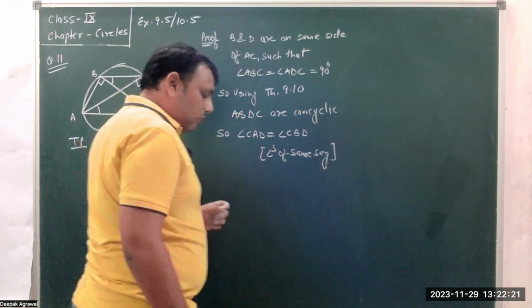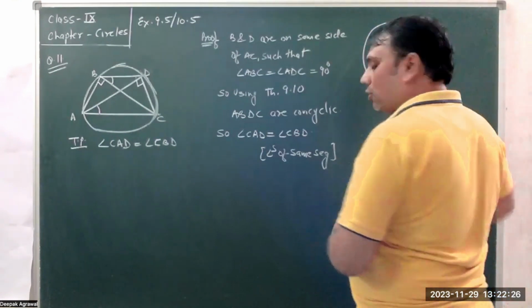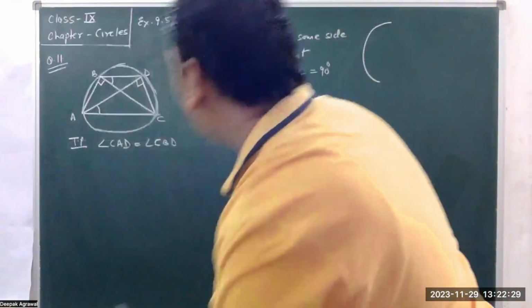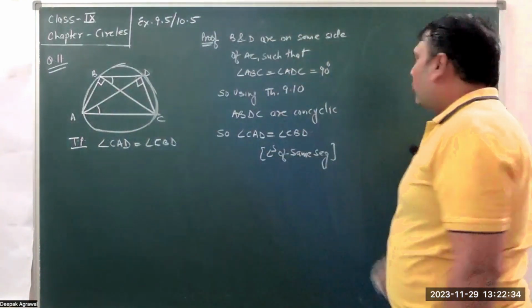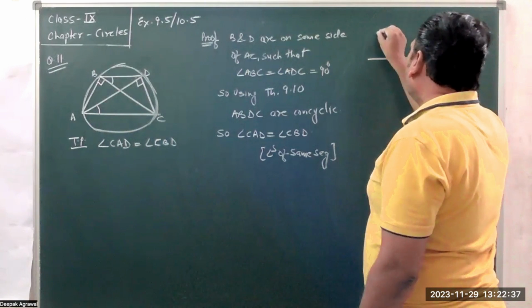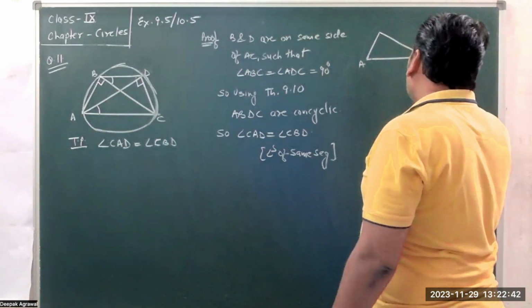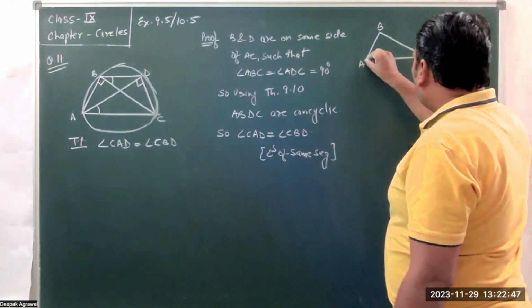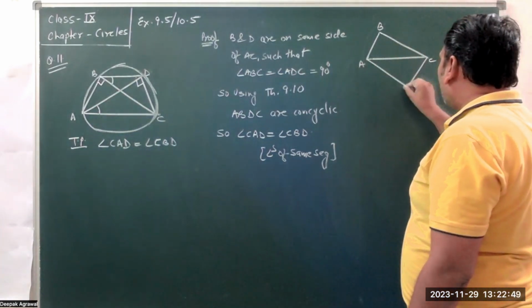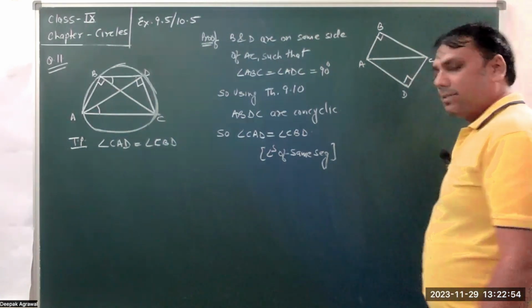There can be one more case for this question. What is that one more case? What if B and D are on opposite sides of AC? It's not necessary that B and D will both be lying on the same side. What if B and D lie on opposite sides of AC? Because the question never mentions that they are on the same side of AC. So one is this one and one is, let's say, this one, ADC. They both are right angled triangles.